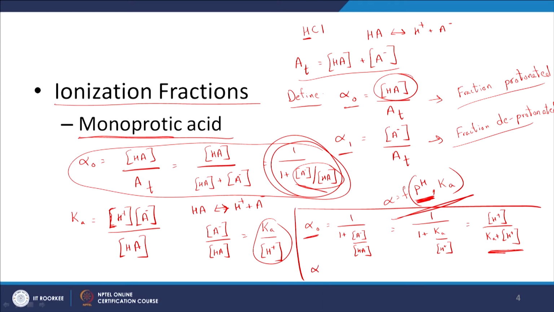So, similarly, alpha 1, what is that going to be? If you look at the definition the way we defined it, it is going to be 1 minus alpha naught, right, and that is going to end up being Ka by Ka plus H plus. You can do the derivation again, but obviously you know that alpha naught plus alpha 1, the sum of the fractions, should equal 1. So, we can always calculate alpha 1 by 1 minus alpha naught, that is equal to Ka by Ka plus H plus. So, keep in mind that there are two aspects here. The denominator is going to be the same, that is obvious, and the numerator is H plus in this case and Ka in this case, right.